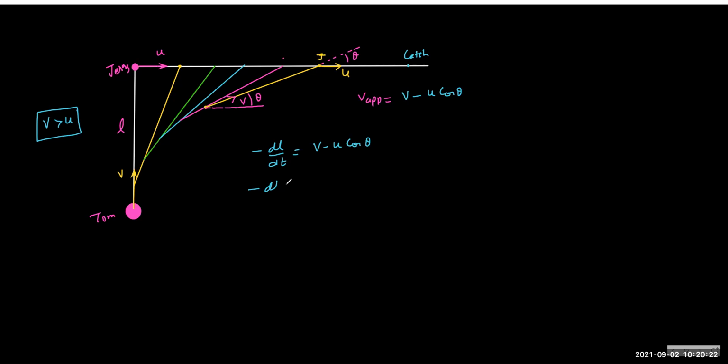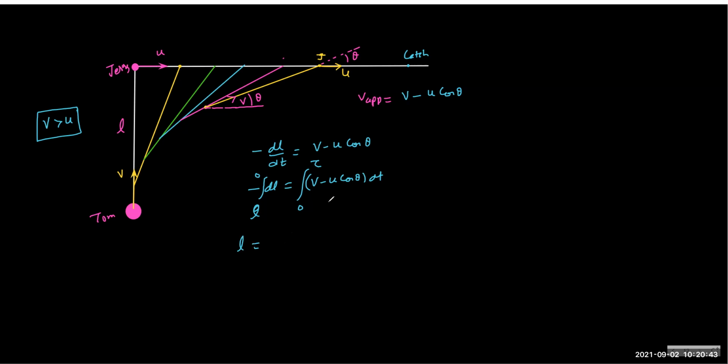So what is minus dl? V minus u cos theta dt. Now integrate. From where to where? Let's say 0 to time tau. So tau is the time to catch. And the dl we can write as initial separation to 0. So what do we get from here?